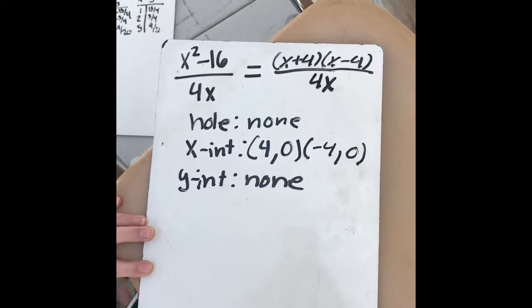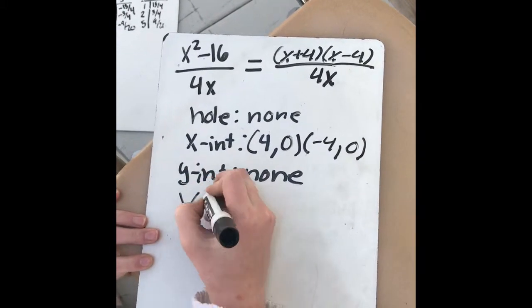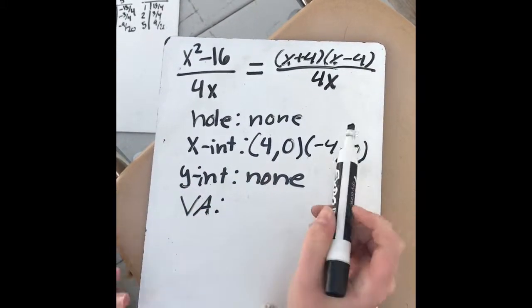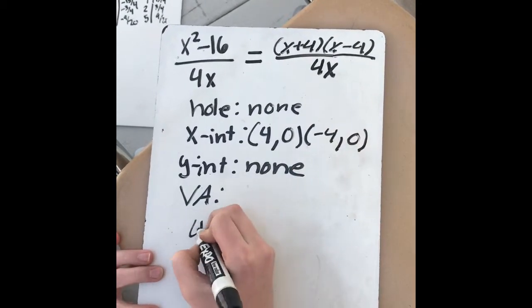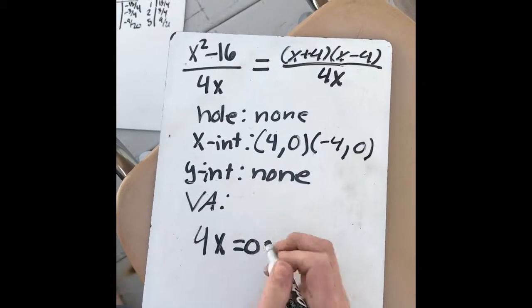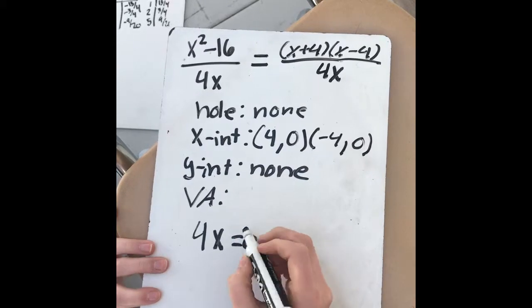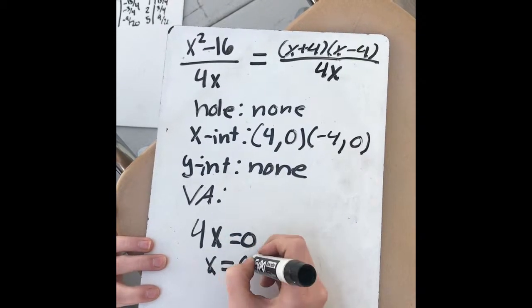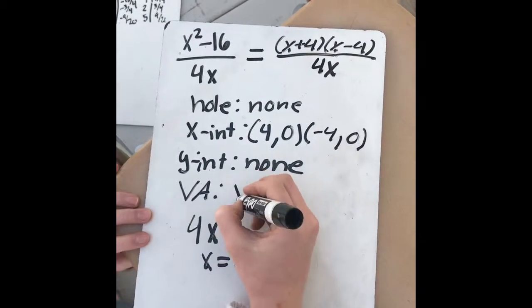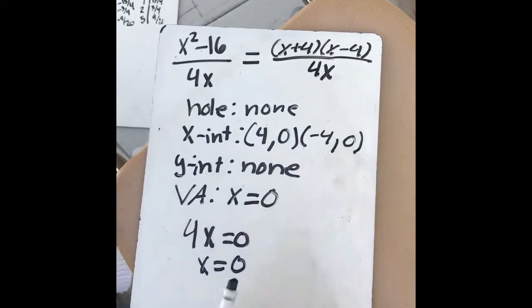y-intercept. Alright, next we have the vertical asymptote. We do that by setting 4x equal to 0, and we divide by 4 on either side, so that gets us x equals 0. So x equals 0 is the vertical asymptote.